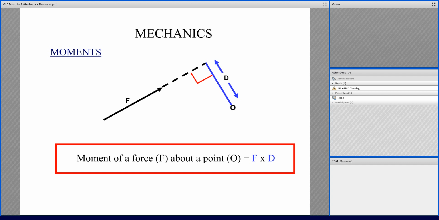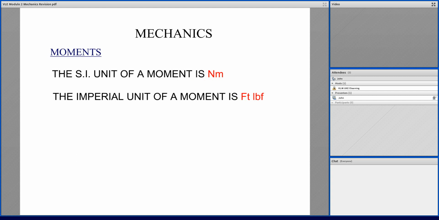As I said there, mathematically, the moment M is equivalent to the perpendicular force times the perpendicular distance to that force, d. Or sometimes F multiplied by S if we're talking displacement. Now, the SI unit of a moment is the Newton meter, and the imperial unit of a moment is the foot pounds force.